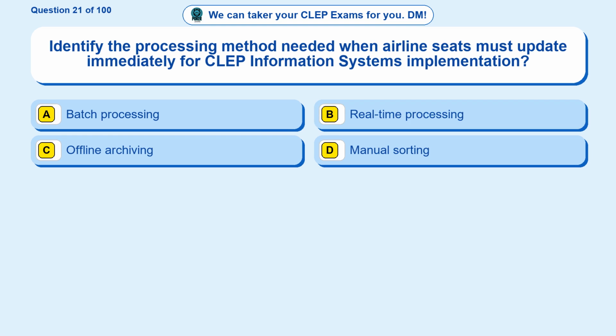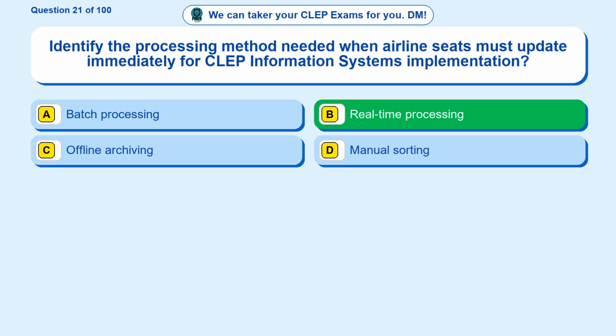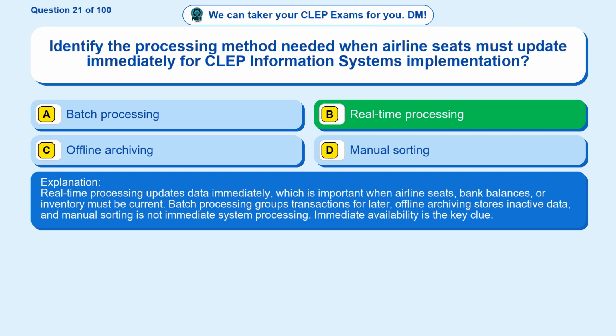Question 21. Identify the processing method needed when airline seats must update immediately for CLEP Information Systems implementation. Option A. Batch processing. Option B. Real-time processing. Option C. Offline archiving. Option D. Manual sorting. The correct answer is option B. Real-time processing. Real-time processing updates data immediately, which is important when airline seats, bank balances, or inventory must be current. Batch processing groups transactions for later, offline archiving stores inactive data, and manual sorting is not immediate system processing. Immediate availability is the key clue.